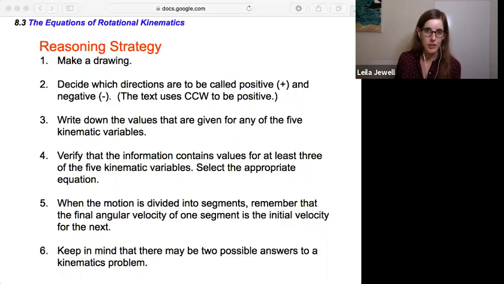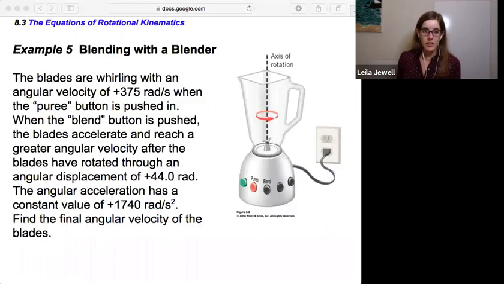Let's try this out with an example. So, blending with a blender. You can always ask, will it blend? Well, here we're going to ask, how fast will it blend? So the blades are whirling with an angular velocity of 375 radians per second when the puree button is pushed in.